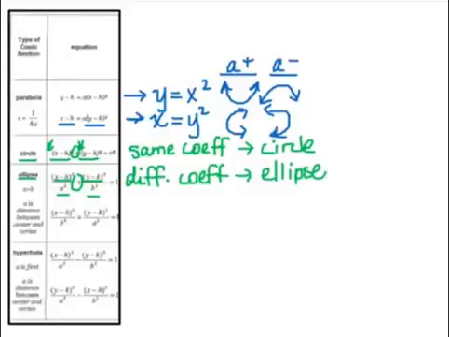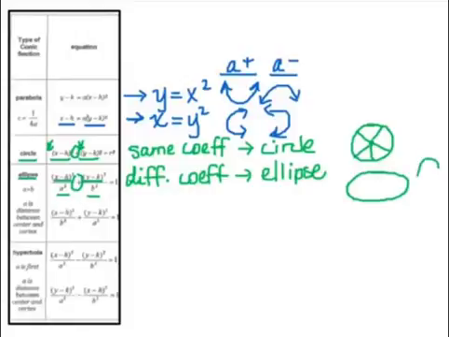So you're looking for the x being squared and the y being squared, and you're looking for a plus. If the coefficients in front of the x squared term and the y squared term are the same, it's a circle. If they're different, it's an ellipse. And remember, a circle is exactly the same distance from a center no matter which direction you go, whereas an ellipse is more oblong.